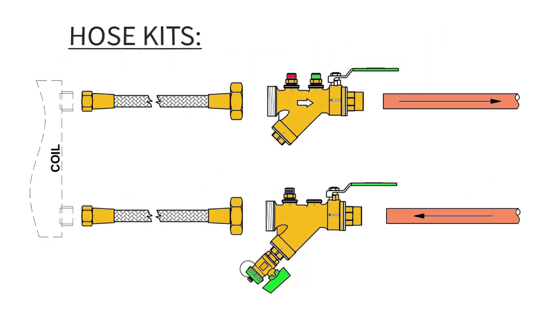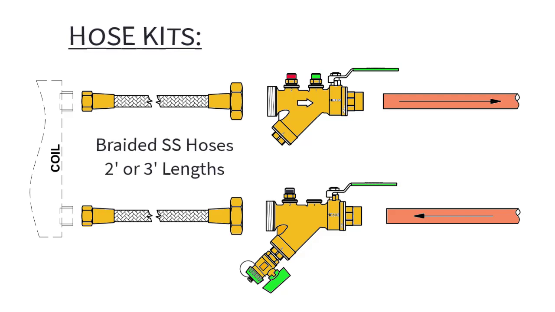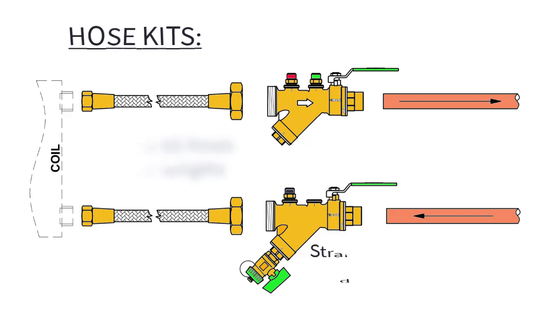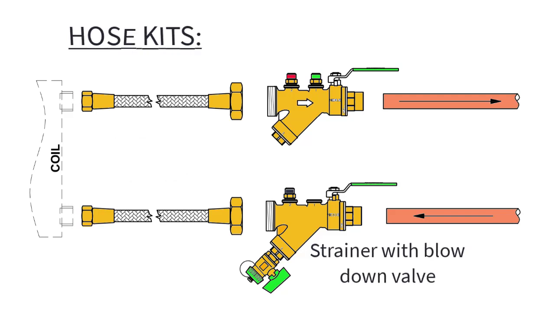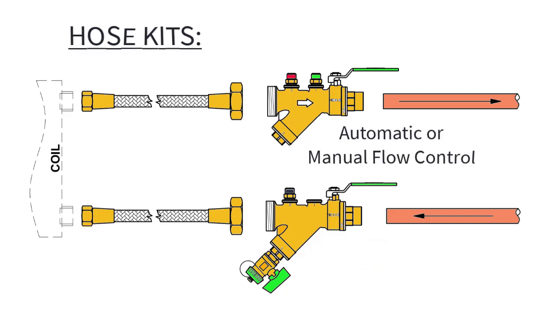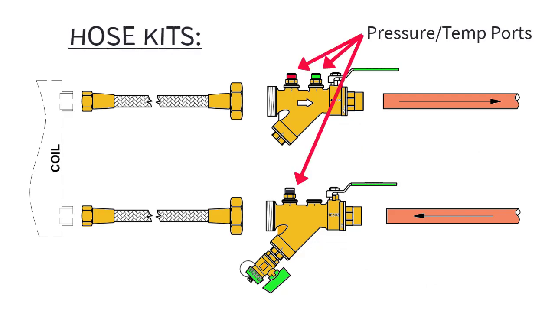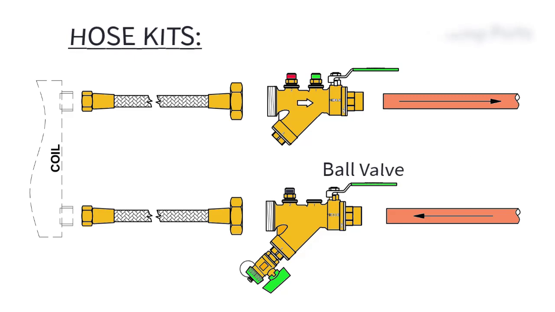As we look at the anatomy of our hose kits, you will find the following. Braided stainless steel hoses in 2-foot or 3-foot lengths with male pipe thread and swivel fittings for easy connection. A strainer assembly with blowdown valve for debris protection. An automatic or manual flow control. Multiple pressure temperature ports for testing access. And finally, ball valves for isolation.